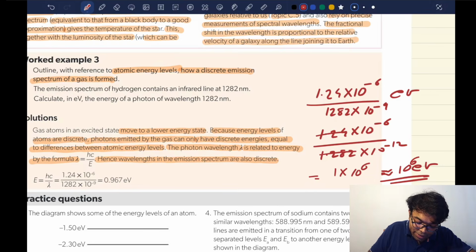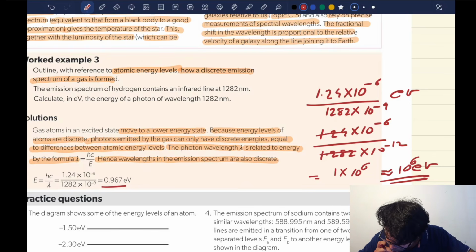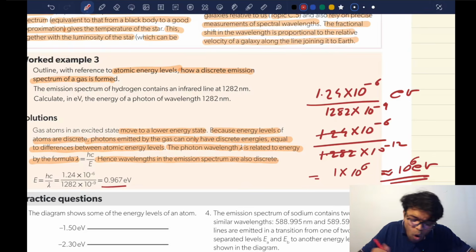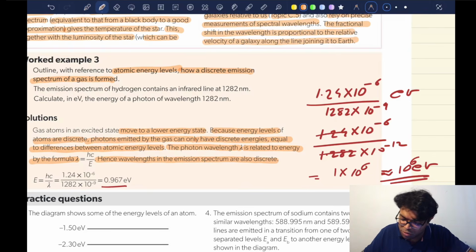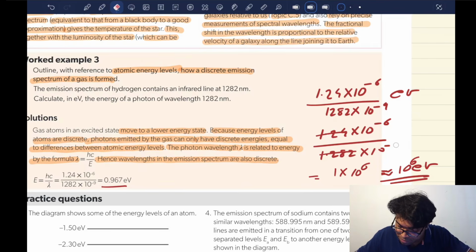That's exactly what you're getting here. No, wait, what? No, I'm such an idiot. This should have been 10 to the power minus 6. See, the decimal is going from here to here, so this number should actually increase. 10 to the power minus 9 should become 10 to the power minus 6.